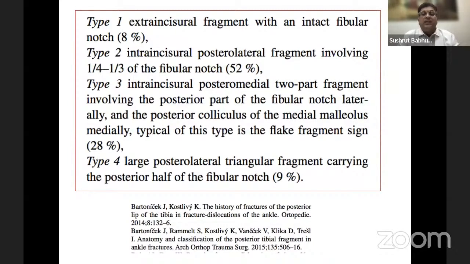Type 3 is again intra-incisural posteromedial two-part fragment involving the posterior part of fibular notch laterally and posterior colliculus medially. So this is the typical flake fragment that you will see on the lateral and you will see also on CT tomograms. So you will see a flake fragment, which we have been talking about traditionally. And type 4, 9% or 10%, is a large posterolateral triangular fragment carrying the posterior half of the fibular notch, which we always, traditionally, conventionally thought is the only thing which needs to be fixed.